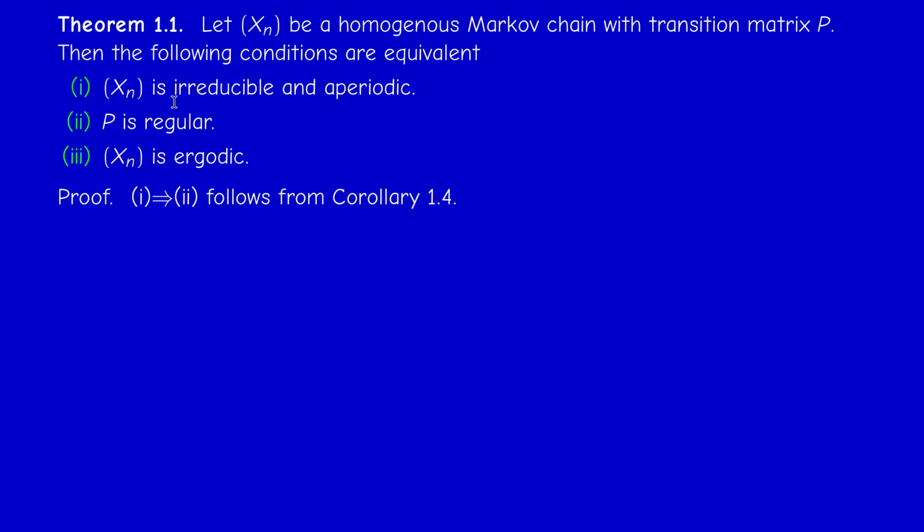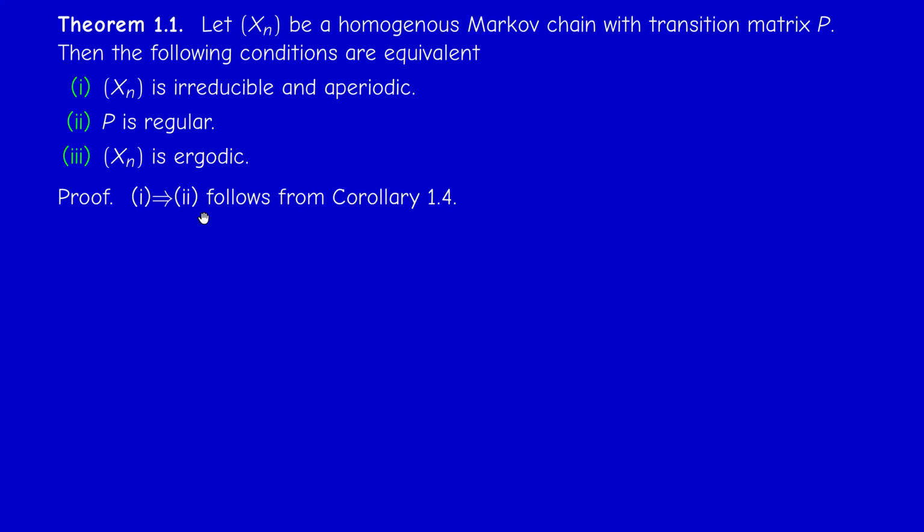We showed that if Xn is irreducible and aperiodic, then all the powers of P from a certain rank are positive, right? And it's important to have a finite Markov chain. So 1 implies 2 is the last result of the last video.